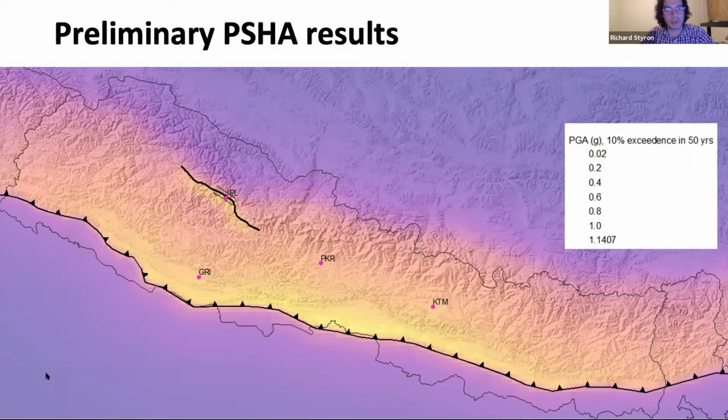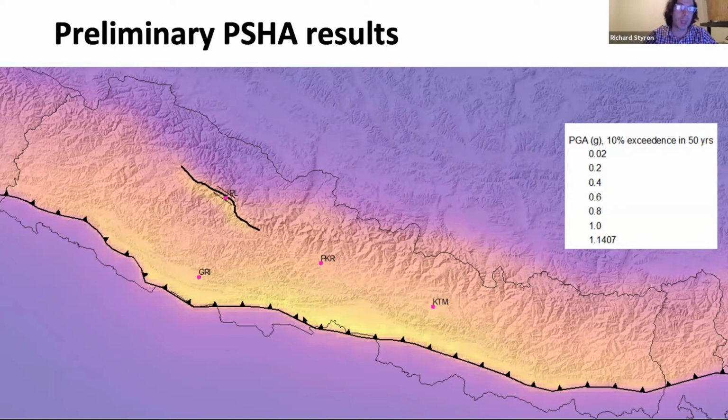Okay, so here are some preliminary results from the PSHA, and for some reason it looks, unfortunately, like the colors did not come through in the color bar. So this is just a pretty slide that sort of looks like a sunset and doesn't have much quantitative information. But what we can see is that the high values, which are in yellow here, are located near the main frontal thrust where the Himalayan thrust reaches the surface.